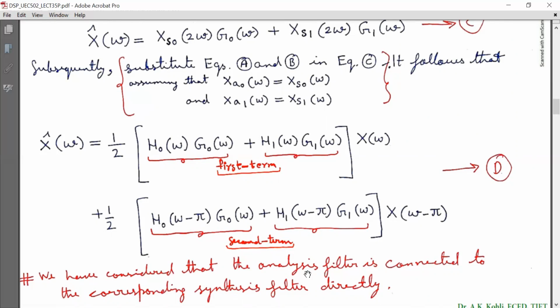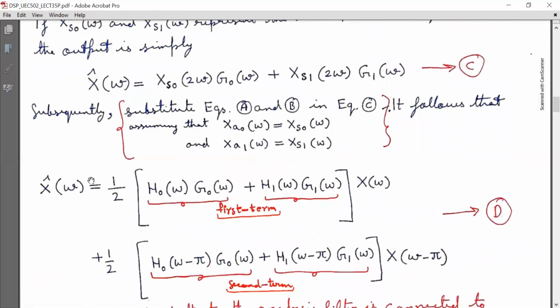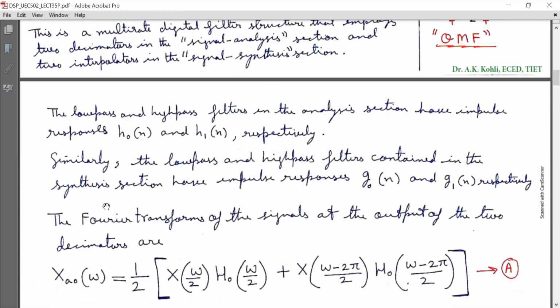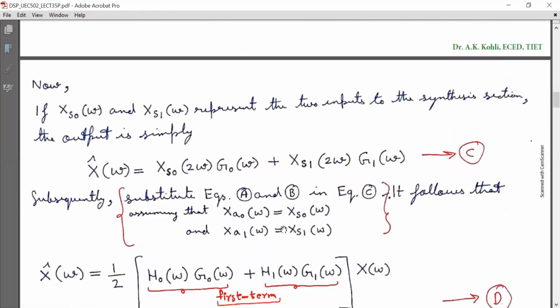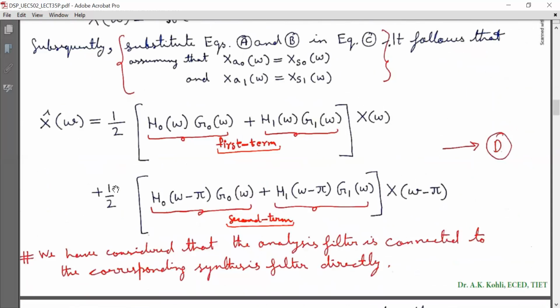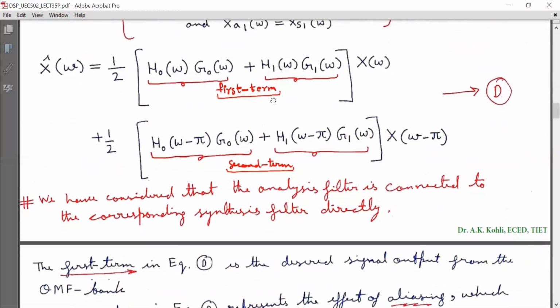We have considered that the analysis section is connected to the corresponding synthesis section directly, which we have just discussed, by this assumption. So at the output of the QMF filter bank, look at this. The output of the two-channel QMF bank is X cap omega, that is in the DTFT domain. So we have equation D with us for analysis.